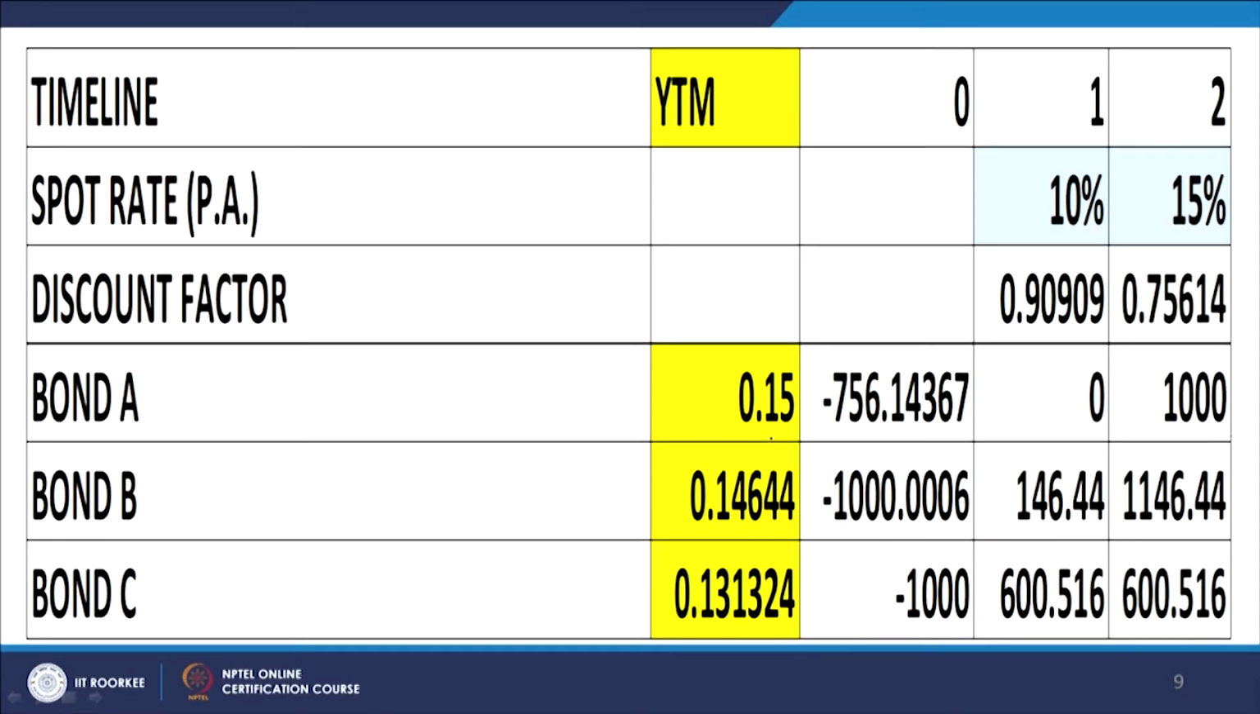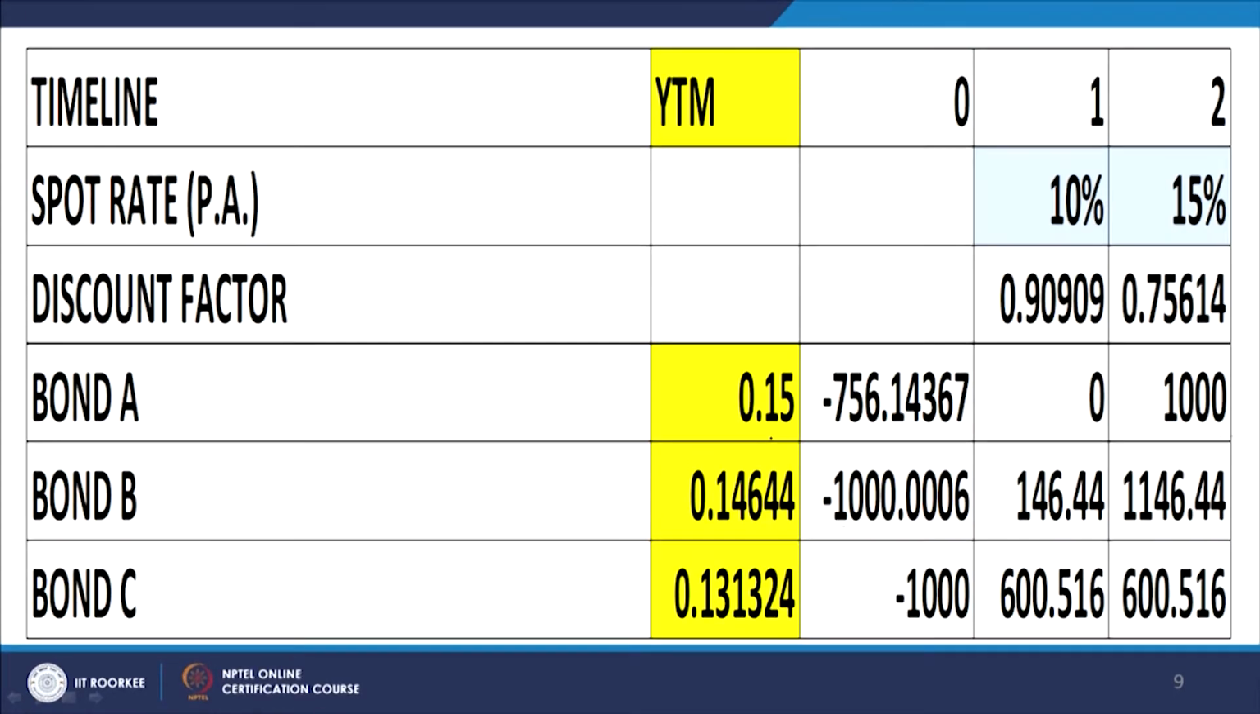In other words, some movement towards the spot rate for 1 year, which is the lower spot rate of 10%, some movement towards the spot rate of the first year has taken place from the previous bond, which has a cash flow only at the end of the second year. And then for the third bond, it has 13.13%, which shows that the YTM is closer to the 1 year spot rate, as the relative interest payments or relative cash flows get skewed towards the 1 year rate.